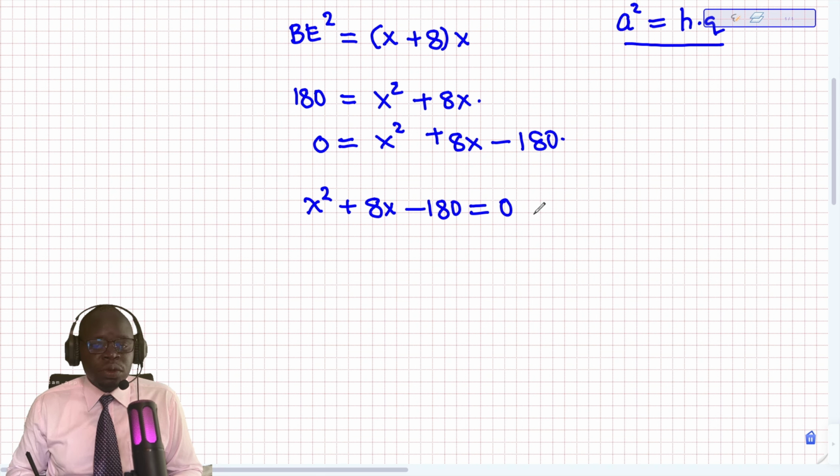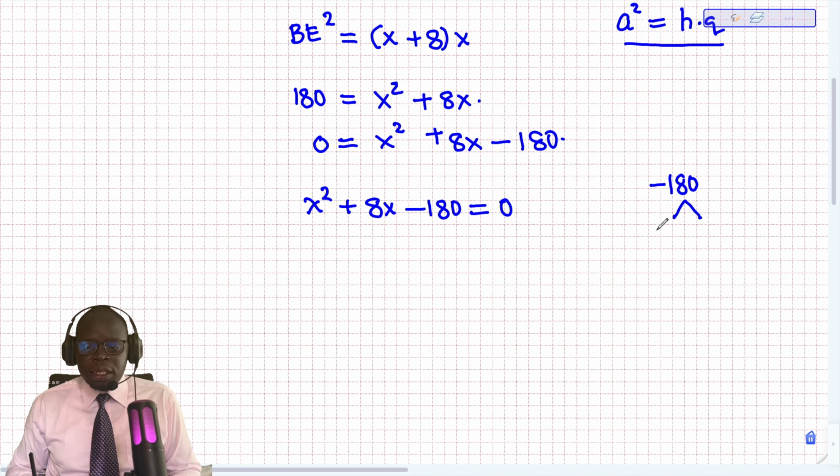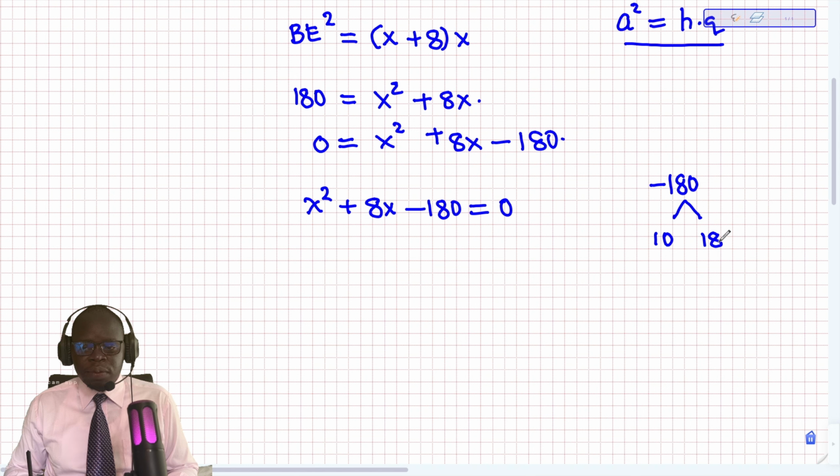For now, I'm going to use the factorization method. And for us to factorize, we need to take the constant. Our constant is 180. So what are the two factors of 180 that when we add them together, we get 8, and when we multiply, we get 180? We can see here that 10 is one of the factors, and also 18 is one of the factors. When we multiply 10 times 18, we get 180.